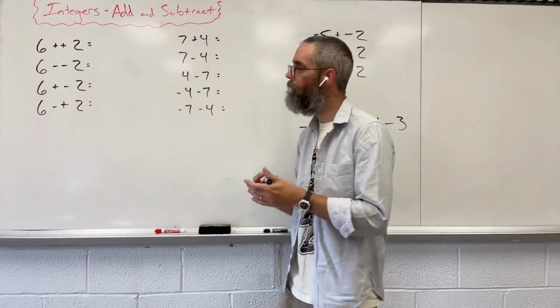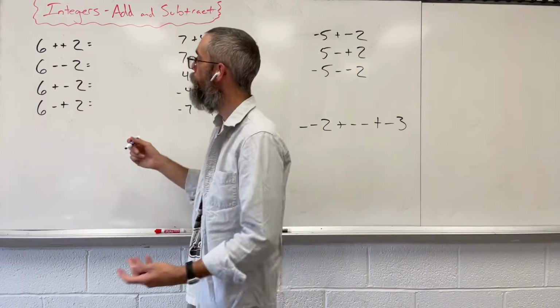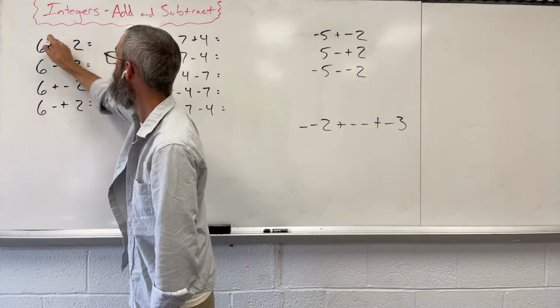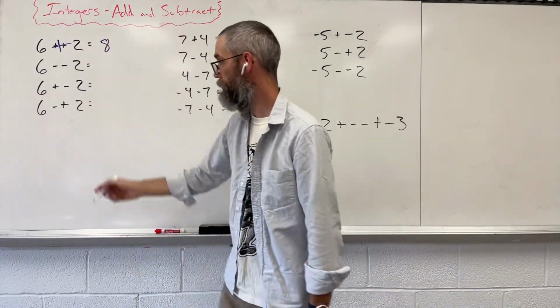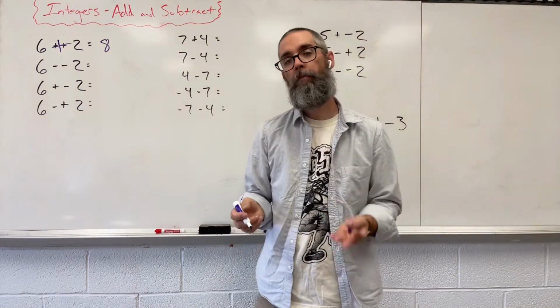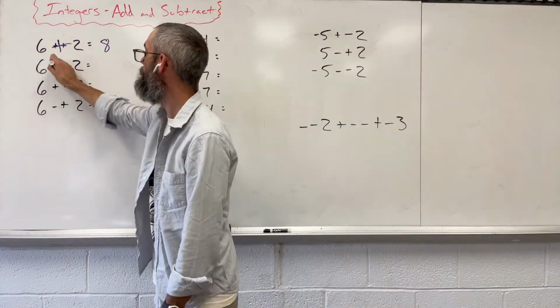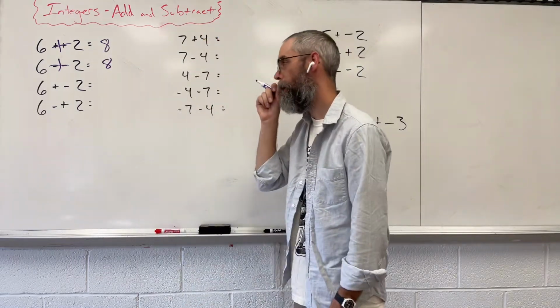I want to simplify the operations. I want to make sure that there's only just one symbol in here. When I have a plus and plus, we're going to simplify that down just to a plus sign. So we can now read this as 6 plus 2 equals 8. When you have two minus signs, those again also make a plus sign, giving us the same answer.